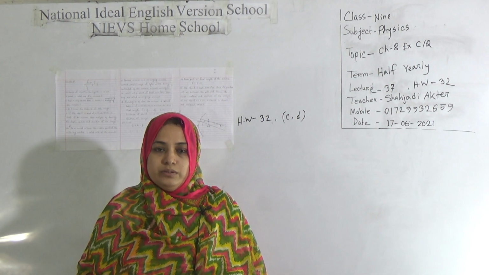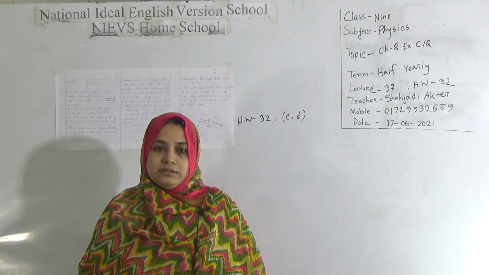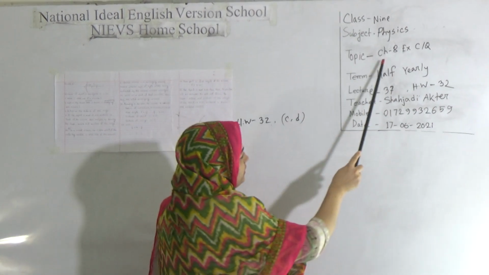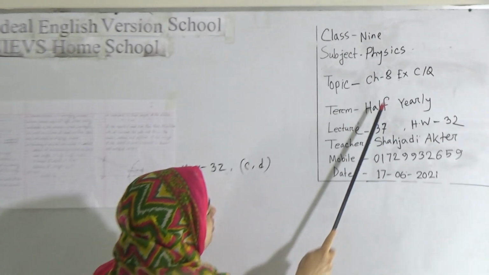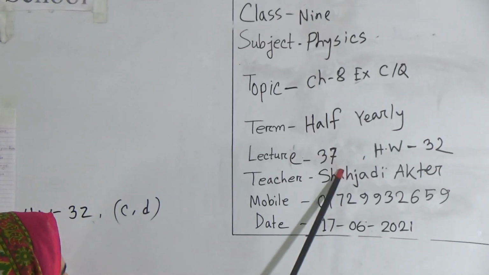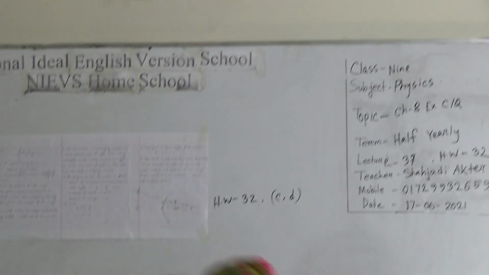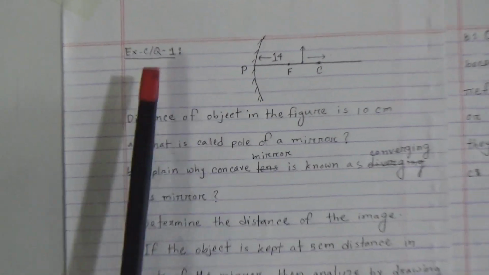Today, I am going to take a physics class for class 9 students. My dear students, our today's topic is Chapter 8, Extra CQ discussion. Today's lecture number 37 and SW number 32. So my dear students, let's start our class. Today we will discuss chapter 8 extra CQ.